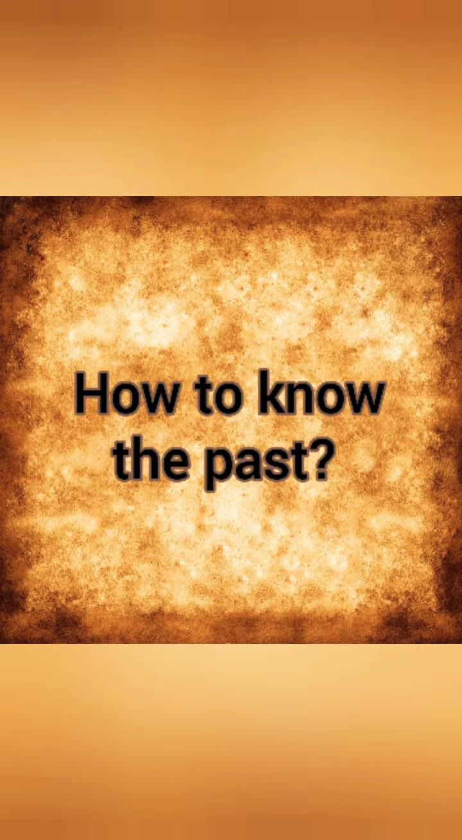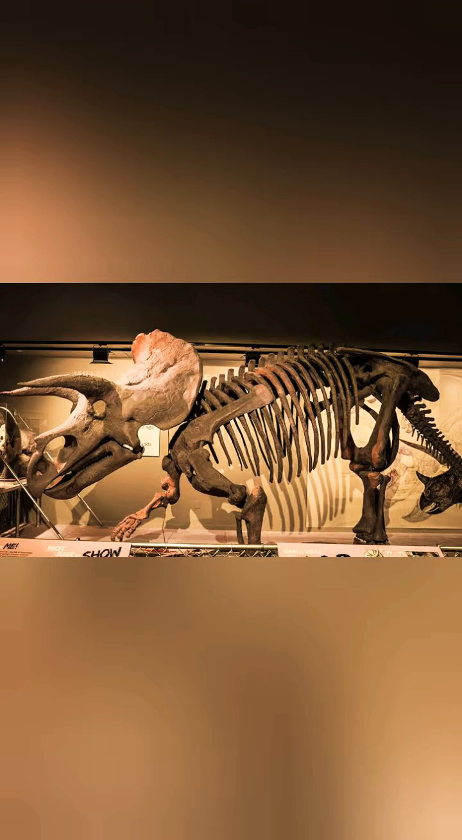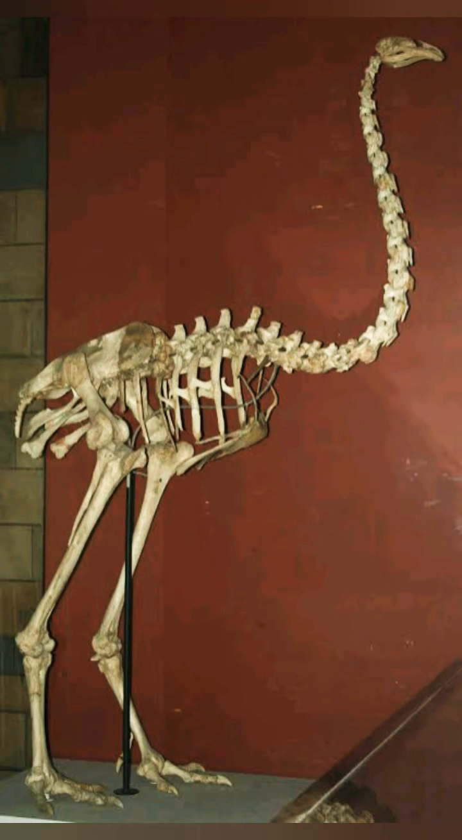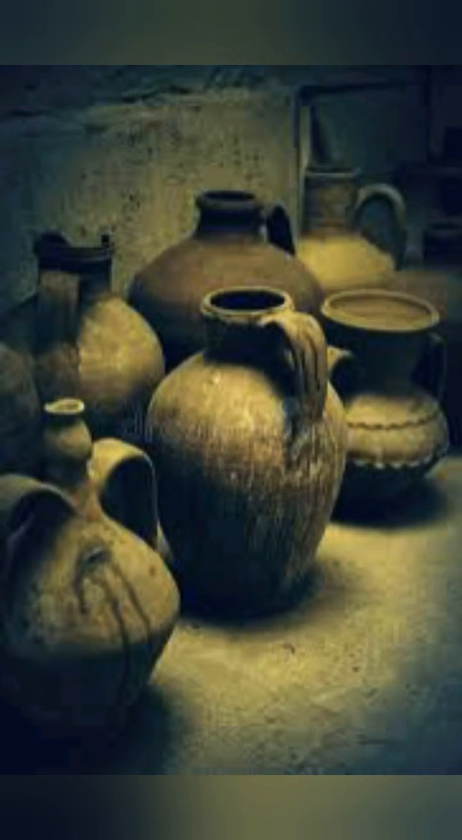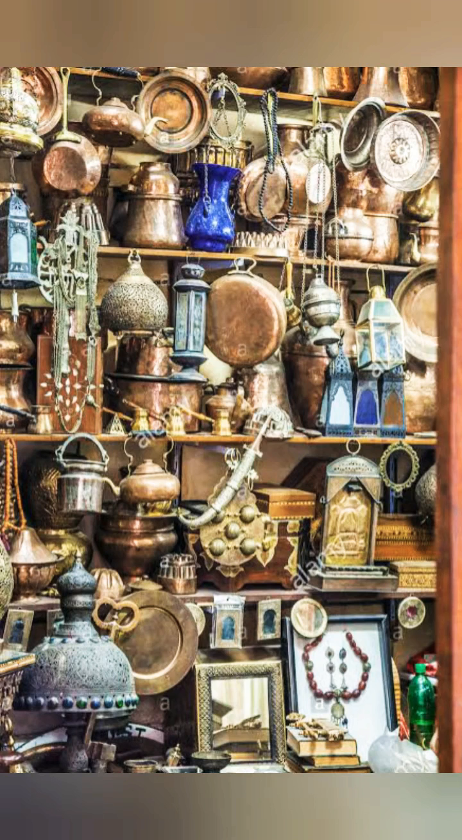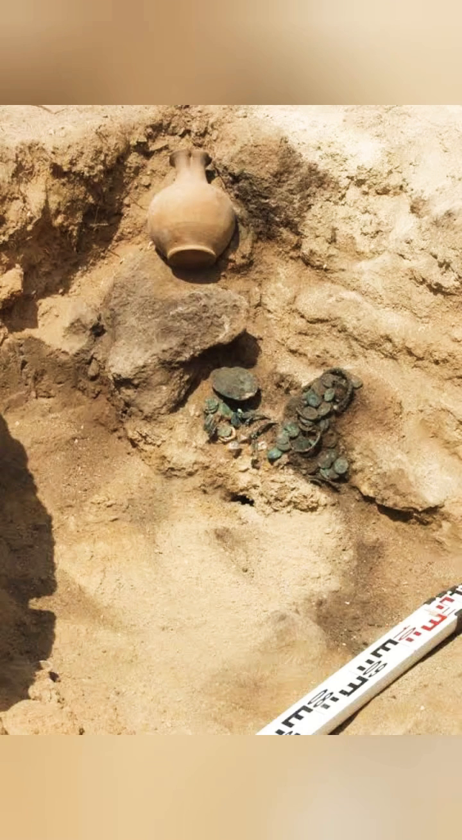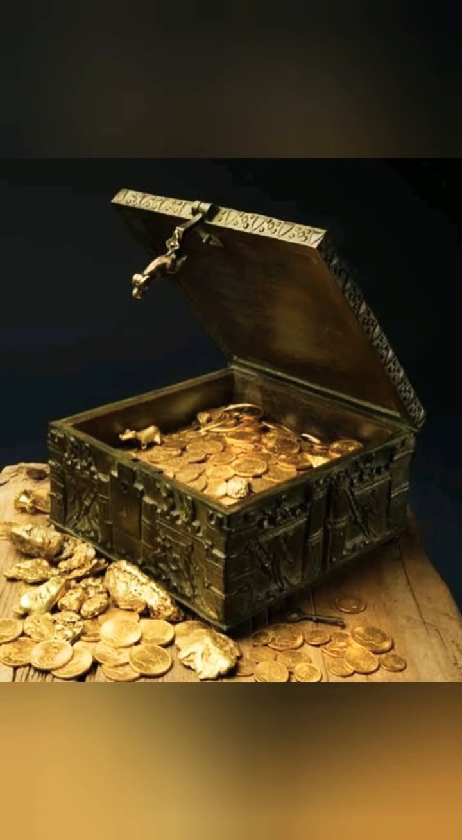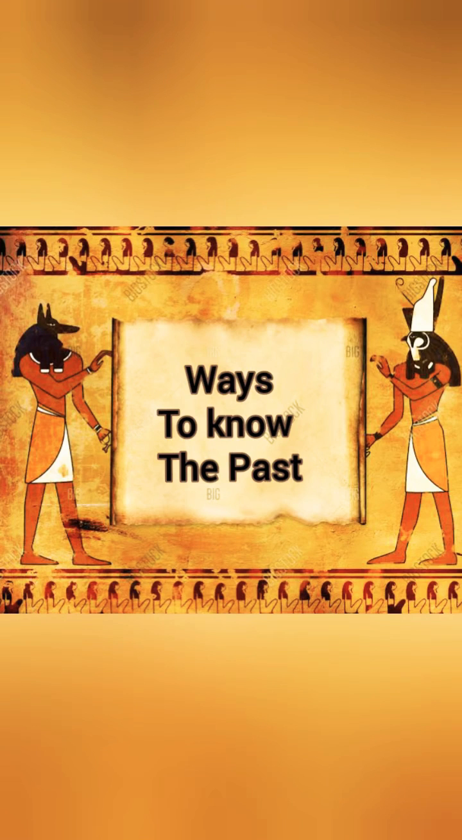To know the past, we have to follow certain things. The first, search for and read books. Second goes like this: look for animal bones, fish bones, and birds' bones. Third, collect clayware, metalware, etc. Fourth, dig deep to look for hidden treasure and forbidden cities. Here are some of the ways to know the past.